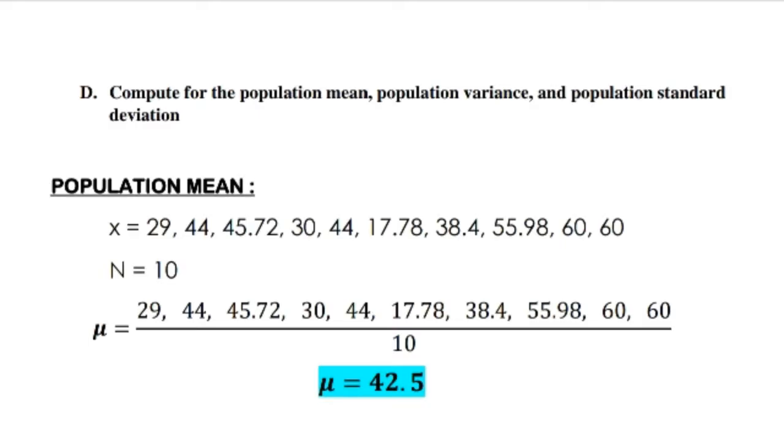And for our letter D, compute for the population mean, population variance, and population standard deviation. For our population mean, x is equals to 29, 44, 45.72, 30, 44, 17.78, 38.4, 55.98, 60, and 60. N is equals to 10. And for the mu, we just need to add all the x and then divide it into 10 to get the answer 42.5.